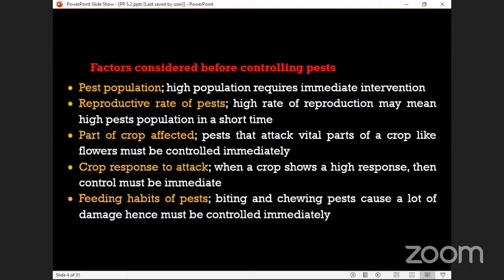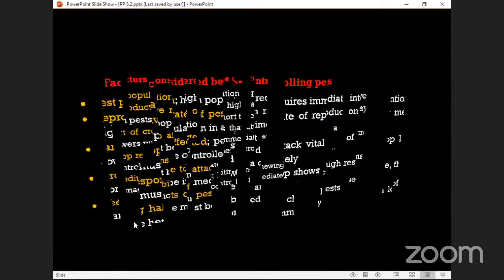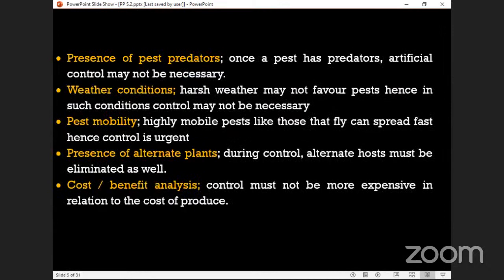The feeding modes or habits of the pests: biting and chewing cause a lot of damage. Biting and chewing, we have examples of termites. The monkeys, they bite and chew and must be controlled immediately. Other factors to consider: the presence of predators. Once you have predators in your garden, you are happy, because the predators will help you to control the population of the pests than you using artificial control measures.